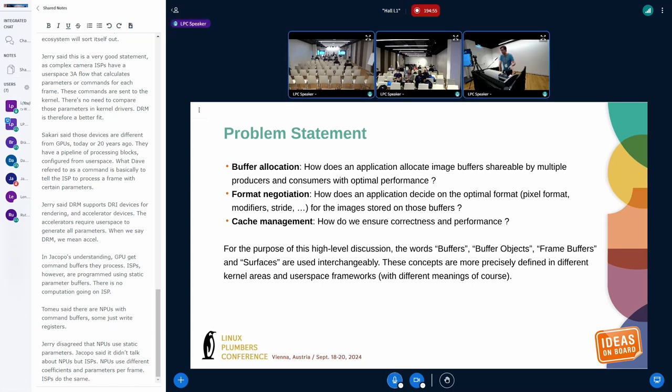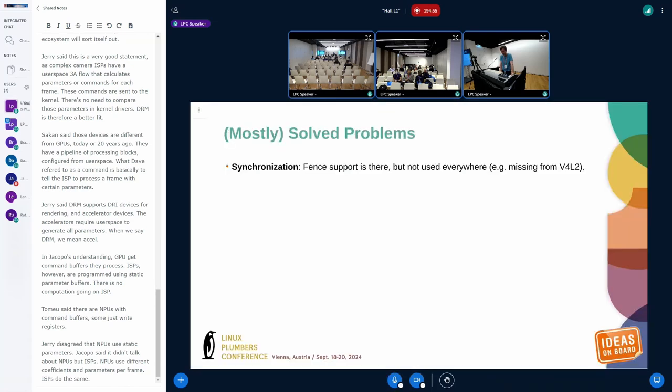So in this discussion, I'm mixing happily the words buffers, buffer objects, frame buffers, surfaces, that are used in different ways, in different subsystems, different parts of user space and the kernel. So it's a bit messy that we don't have a common vocabulary. But don't tell me off if I'm using one word instead of another, because we don't have a consensus on all of those across the whole kernel.